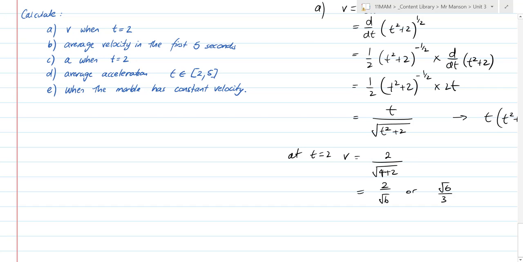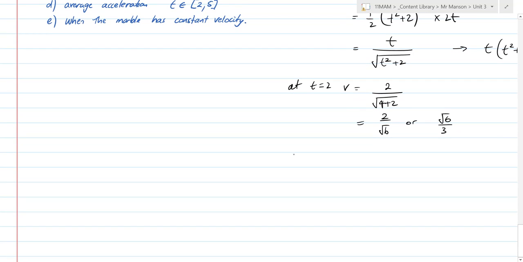So B, find V at 0 and V at 5 seconds. Hopefully you can see V0 is equal to 0 over the square root of 0 squared plus 2, which equals 0. So the initial velocity is 0. And V5 is equal to 5 over the square root of 5 squared plus 2.